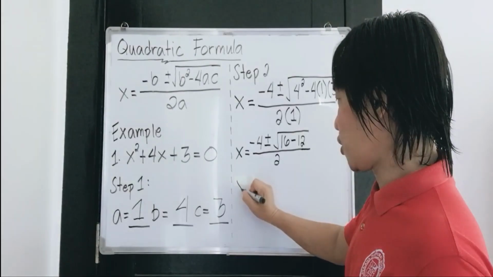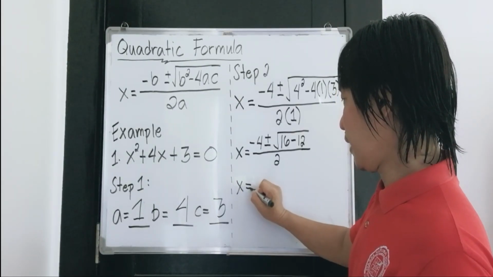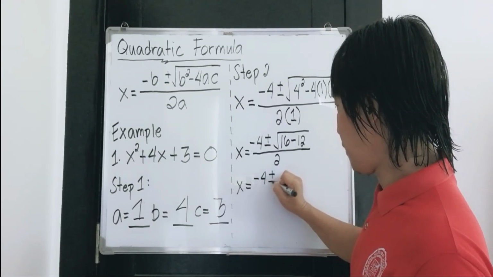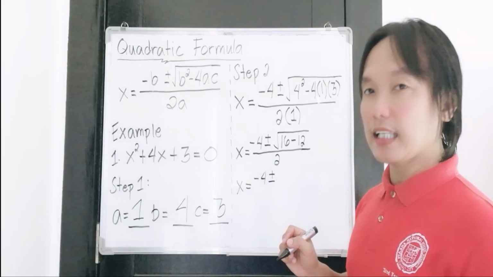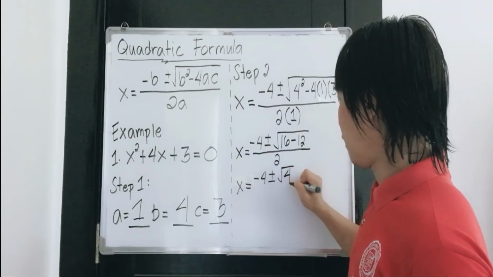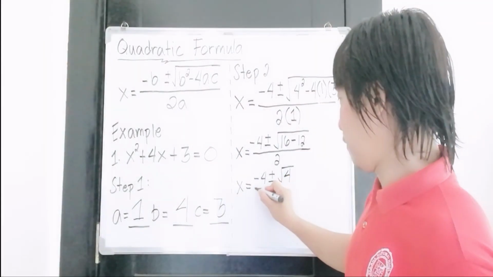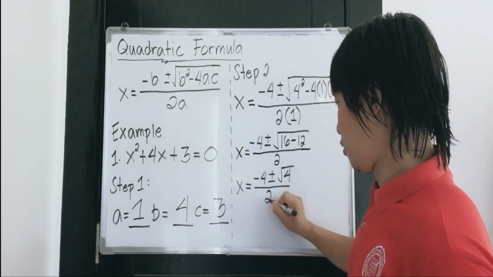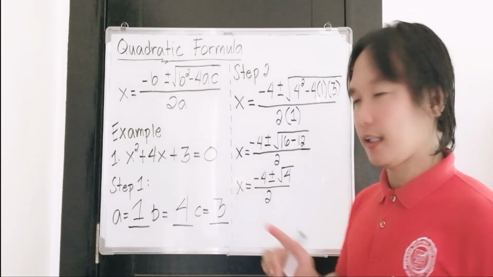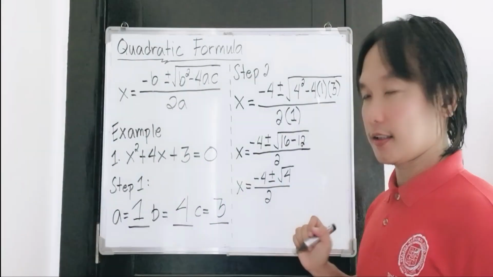Simplifying the equation more, it will be x equal to negative 4 plus minus, then 16 minus 12, that is the square root of 4, all over 2. And now, we can separate the plus and the minus.